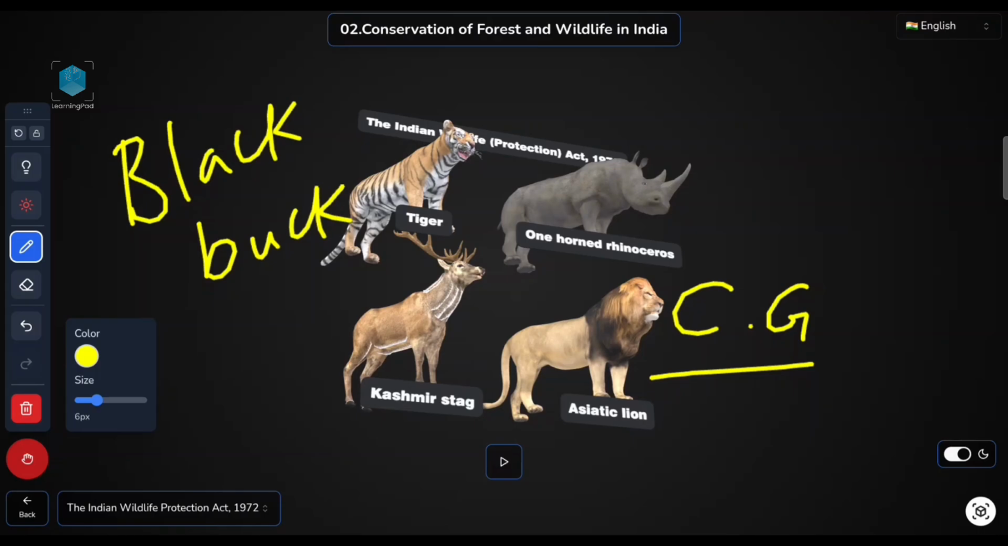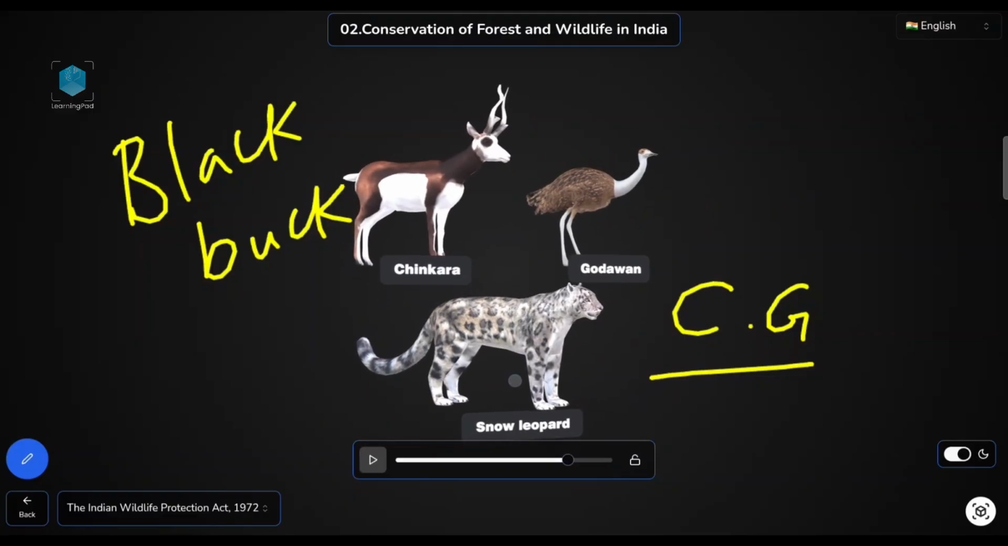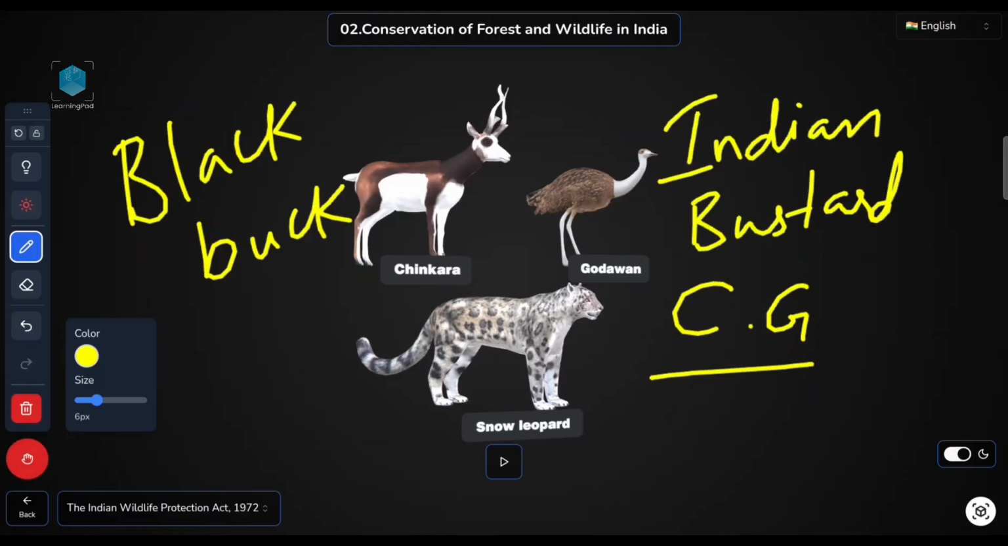That is chinkara. And godawan, we call it by another name. Let me show you once again, godawan. This one. Children, this godawan has another name. I'm writing the name for you. It is called Indian bustard. Okay.